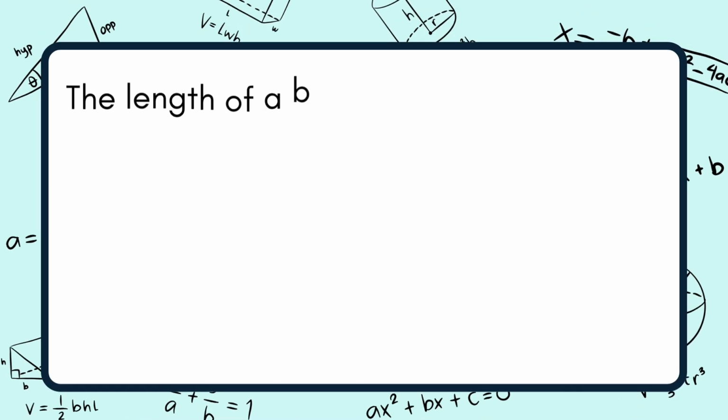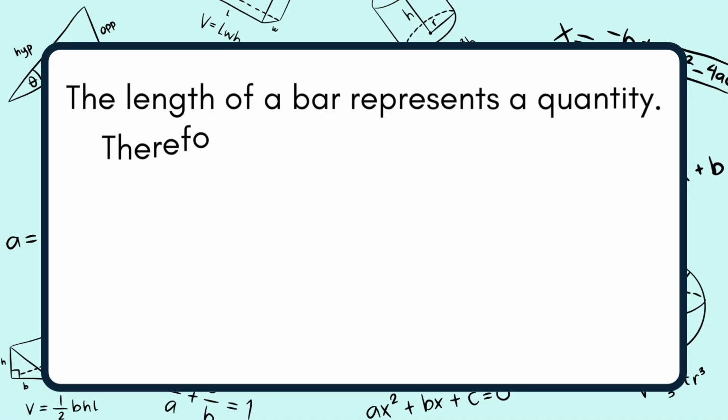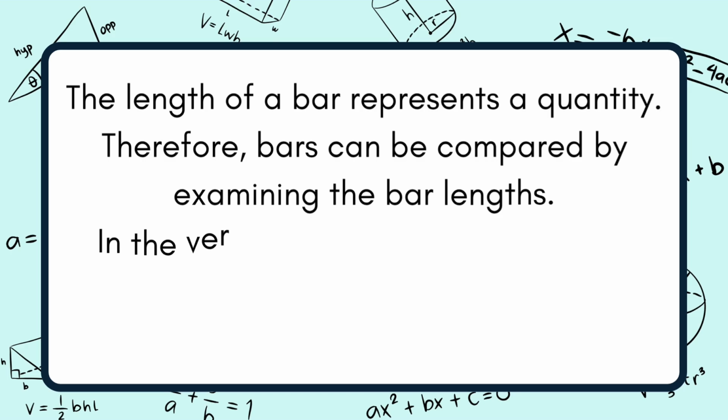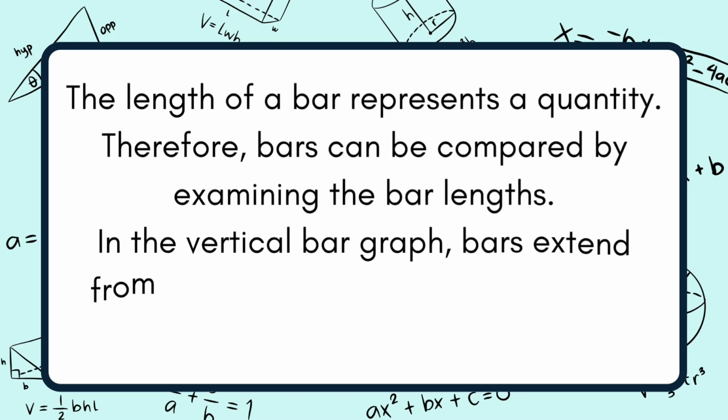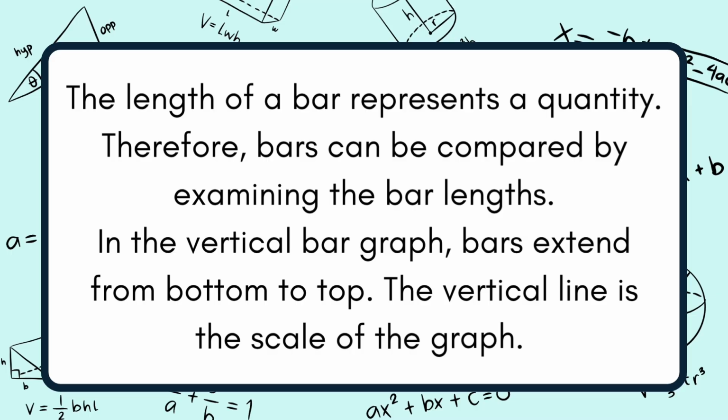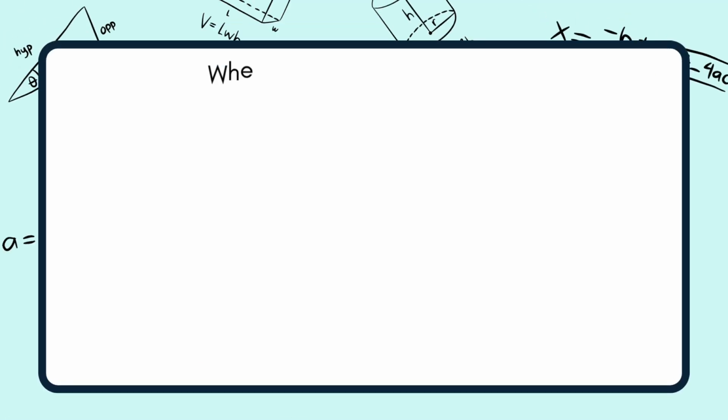The length of a bar represents a quantity. Therefore, bars can be compared by examining the bar lengths. In the vertical bar graph, bars extend from bottom to top, and in the vertical line is the scale of the graph. So mamaya kapag nakakita tayo ng representation, mas madali natin siyang maunawaan.